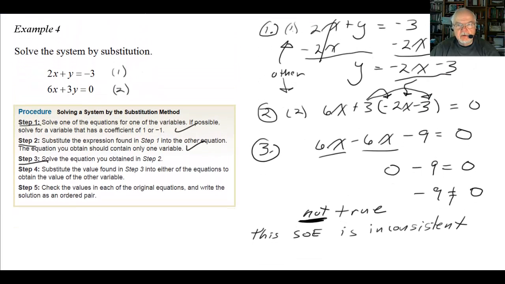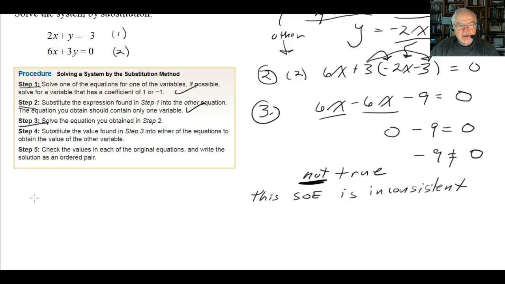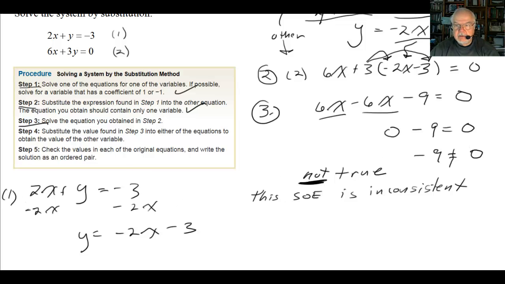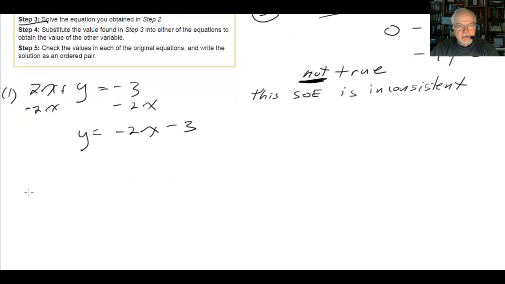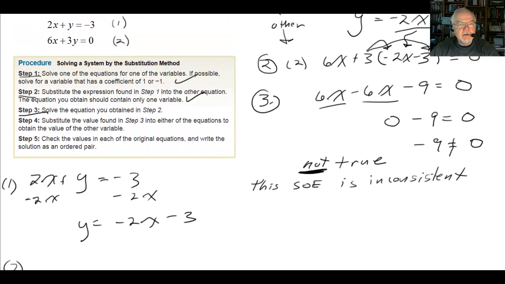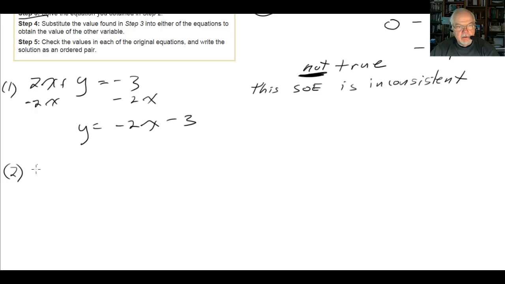Why is that so? Well, let's look at equation 1. Equation 1 is 2x plus y equals minus 3. Let me subtract 2x from both sides. So now I have y equals minus 2x minus 3. That was equation 1. Now let's do the same thing. You'll notice I'm converting it to slope-intercept form. You'll see why in just a second. What's my second equation? My second equation is 6x plus 3y equals 0.